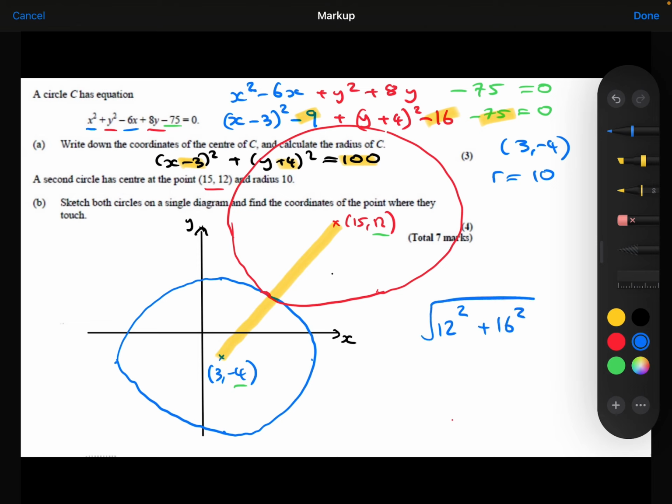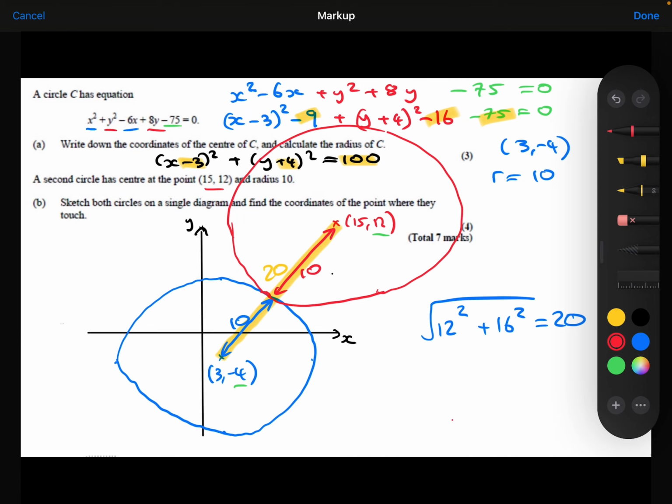And by doing a little bit of Pythagoras on that, I find that the distance between the centres of those circles is 20. The length of this line here is 20. And considering that I know the radius of my first circle was 10, and the radius of my second circle is 10, that means that they touch together because the 10 and the 10 add together to make the 20.